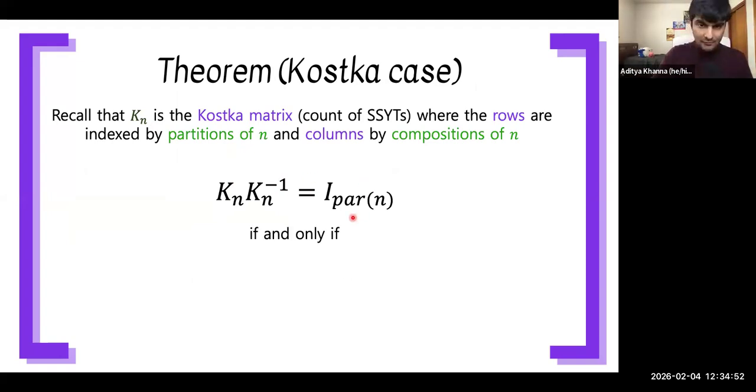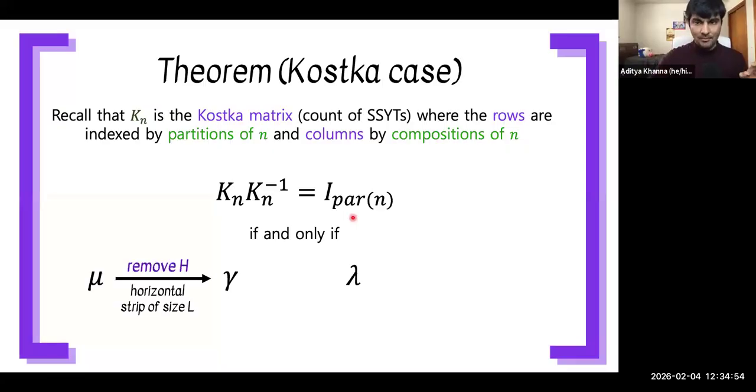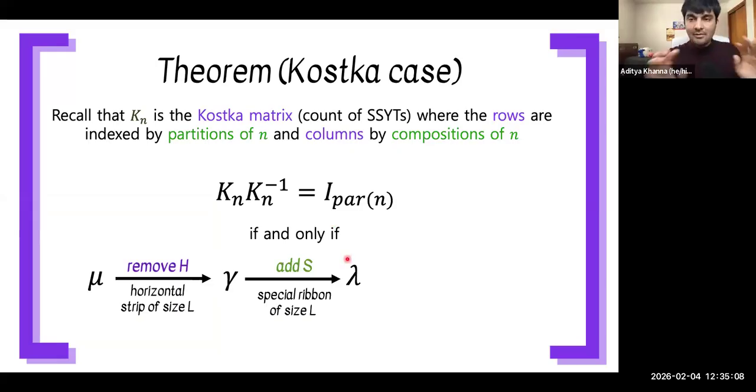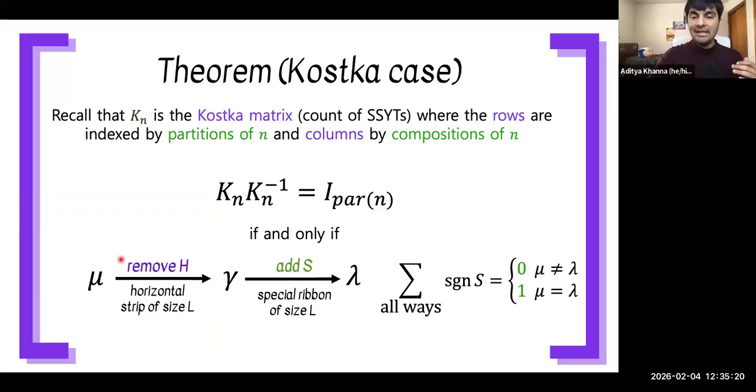And we have an equivalent condition for this, which is this. I start with a partition and I remove a horizontal strip to give me an intermediate partition. Then I add a special ribbon. I will, of course, show a bunch of examples so it will become clear what I'm doing, but this is the idea. I'll start with a partition, I'll remove something, which is the horizontal strip, then I'll add a special ribbon on it, and then I will see what is the sign of this process.